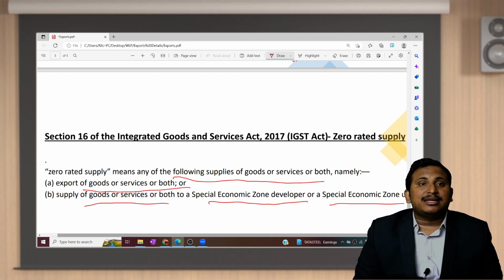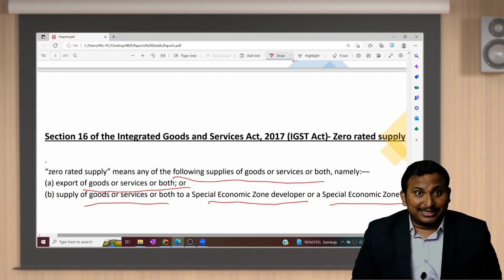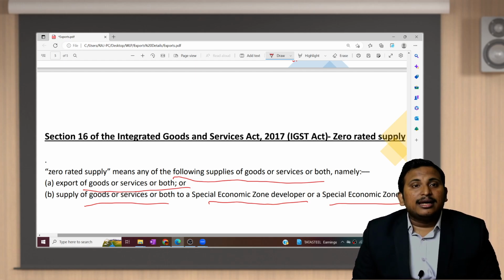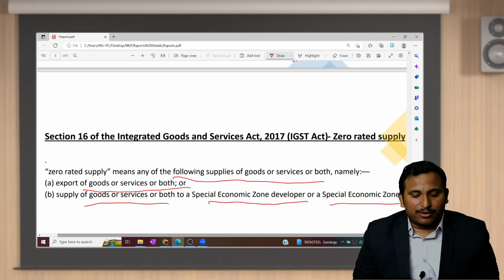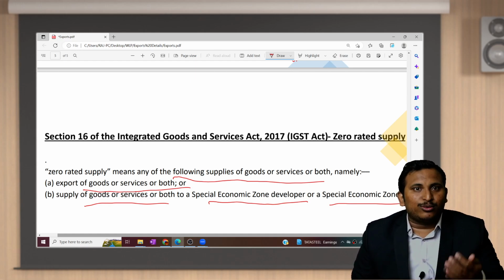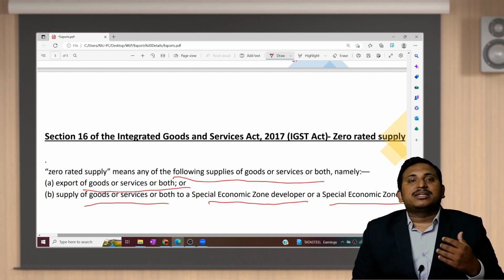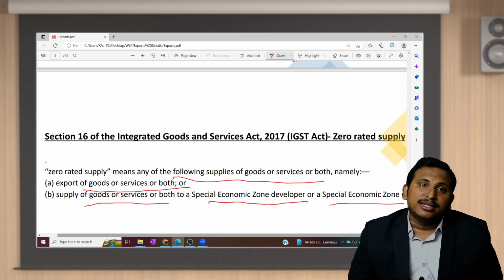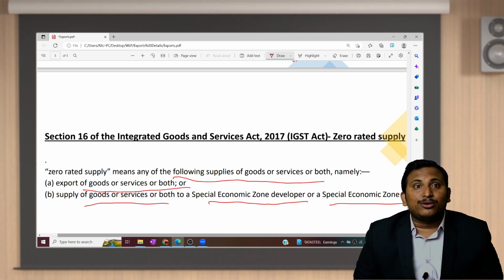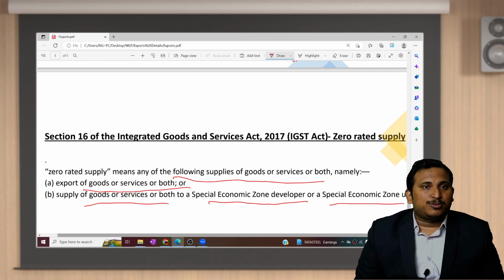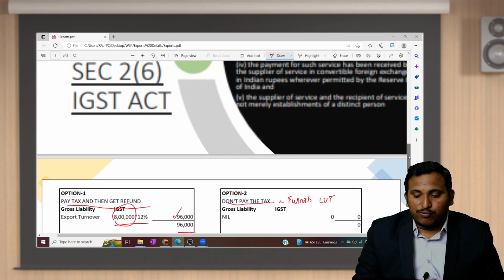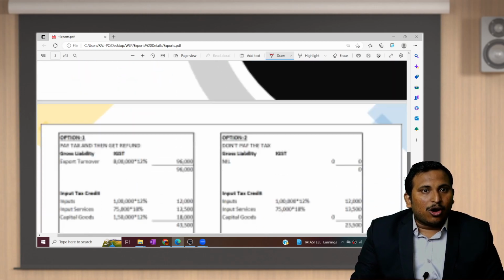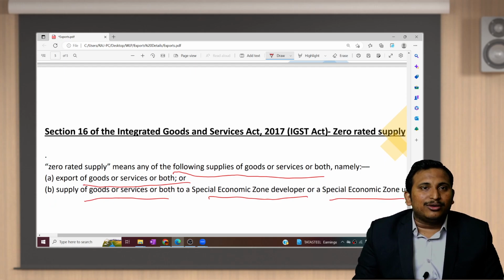Now you have to understand nil rated is different, sir. Nil rated means tax is there, but at 0%. The percentage is 0. That is nil rated. Here, ultimately the incidence is 0. That's why we call it zero rated. Originally tax will be there, but because of the special benefits provided to exports as well as SEZ units, which we want to develop, whatever services we provide to them, we call zero rated supply. So wherever you see zero rated supply, don't think it is anything new. It is once again the exports. Hope you have understood export of goods, services, the options that we have, and the meaning of zero rated supply.